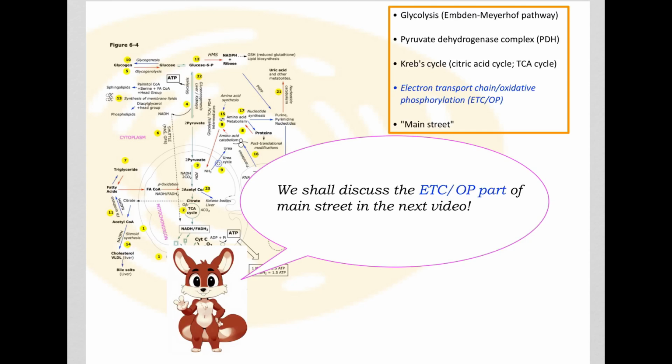So these are some of the important aspects of the Krebs cycle. In the next video, we shall discuss the last part of main street, and that's the electron transport chain coupled to oxidative phosphorylation, which we'll call ETCOP.